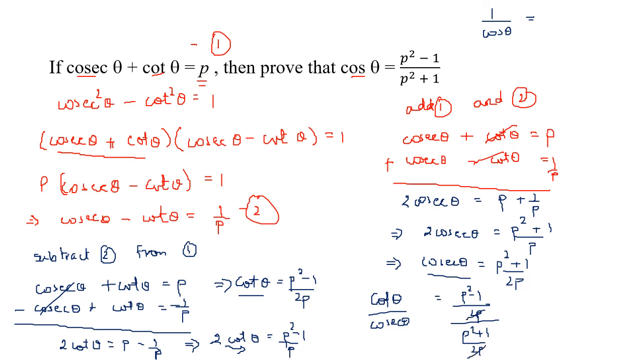The 2p gets cut, but we have cot theta equal to cos theta upon sin theta, cosec theta is 1 upon sin theta, and the sin theta gets cut. So cos theta upon 1 is cos theta, that is equal to p square minus 1 upon p square plus 1. There are many different ways you can do this sum, but I have chosen this method.